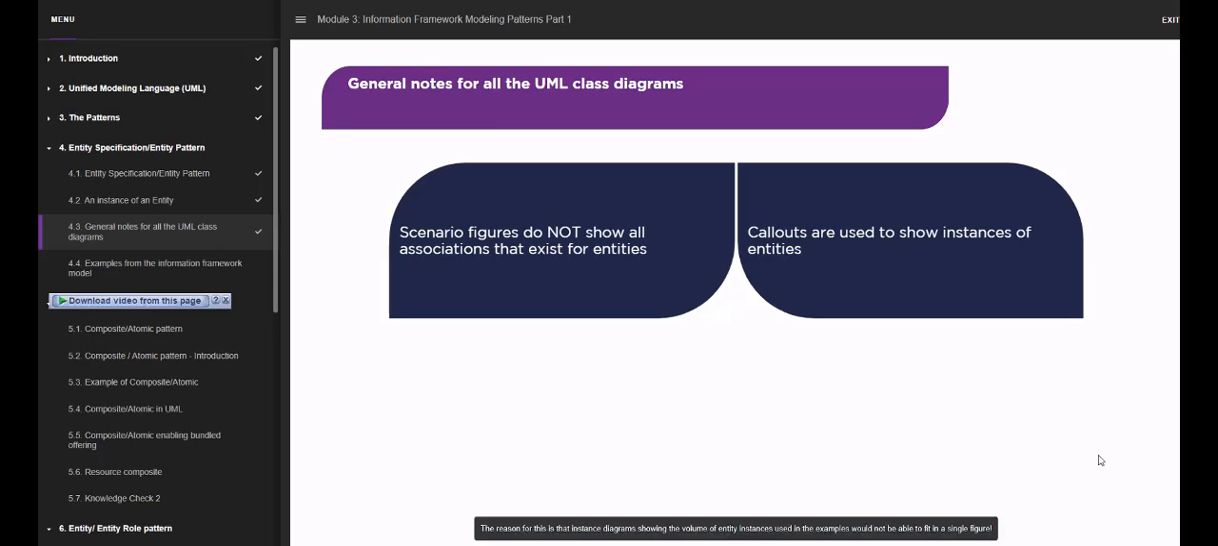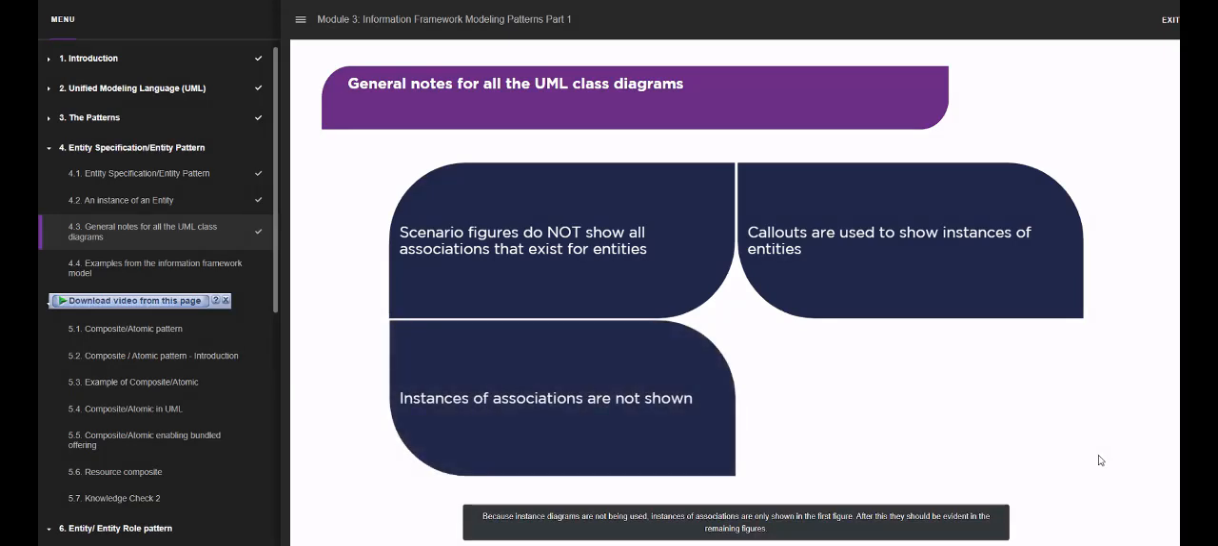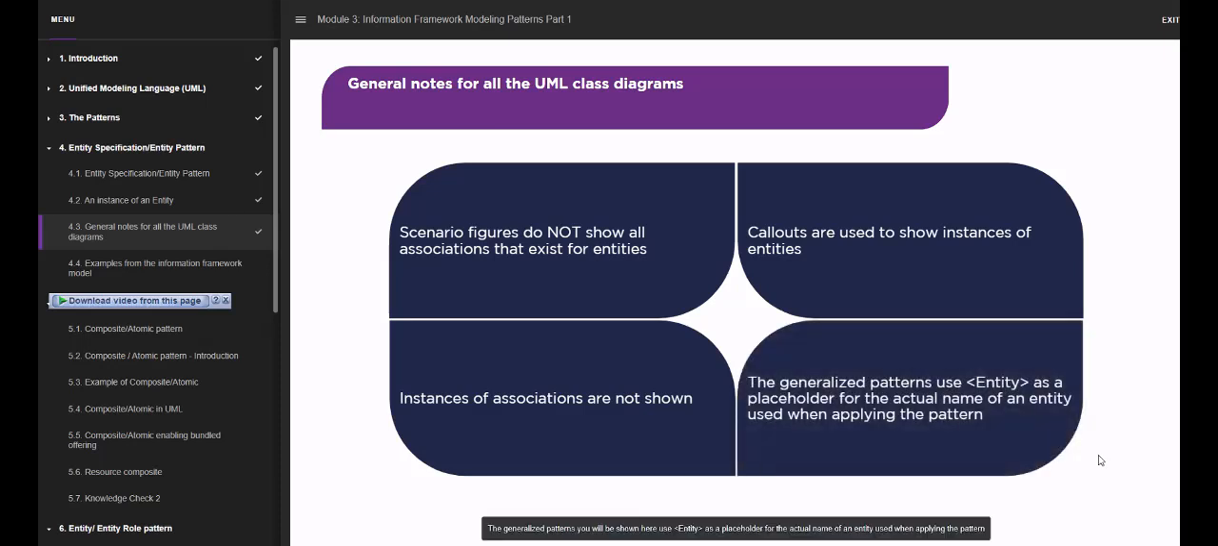The reason for this is that instance diagrams showing the volume of entity instances used in the examples would not be able to fit in a single figure. Because instance diagrams are not being used, instances of associations are only shown in the first figure. After this, they should be evident in the remaining figures. The generalized patterns you'll be shown here use entity as a placeholder for the actual name of an entity used when applying the pattern.